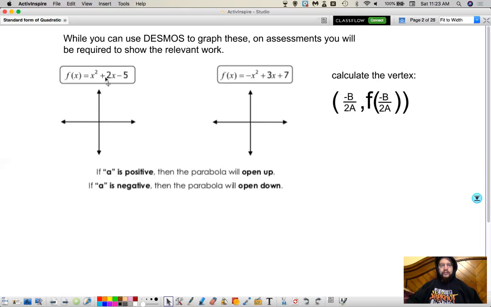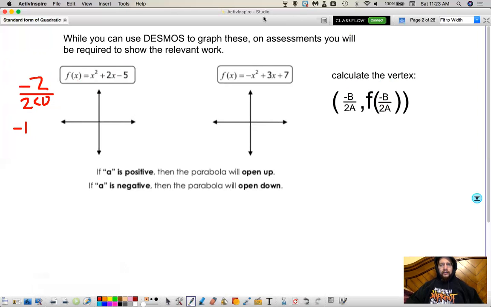B is the coefficient of x. So you do negative b, so let's do that. Negative b over 2 times a. A in this case is 1, so that's 2 times 1. Easy enough, negative 2 over 2, that's negative 1. This piece looks complicated, but it's really not. That just says plug in what you just got into your function.